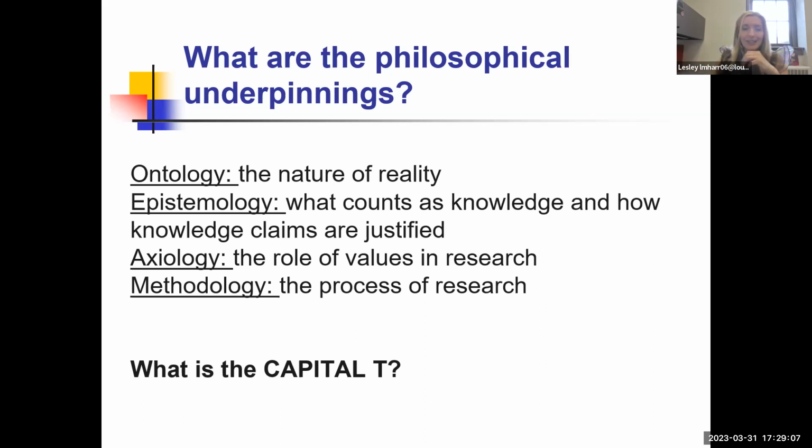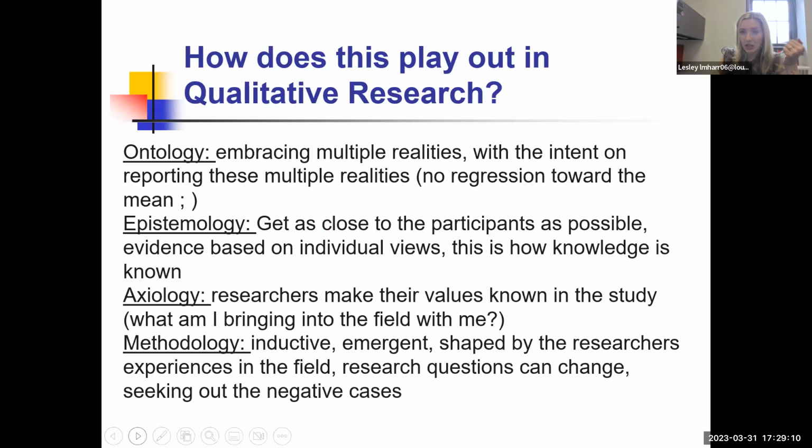So after these next couple of slides, we're really going to jump into methodology. So what is the process of conducting qualitative research? Okay, so how does the role of ontology all the way down to methodology really play out in qualitative research? So ontology is that we embrace multiple realities and we intend on reporting on these multiple realities, so we do not regress towards the mean. We fully aim to report on the full spectrum of participants' experiences. And a lot of our analytic work goes into categorizing those experiences so that we can report on the range.